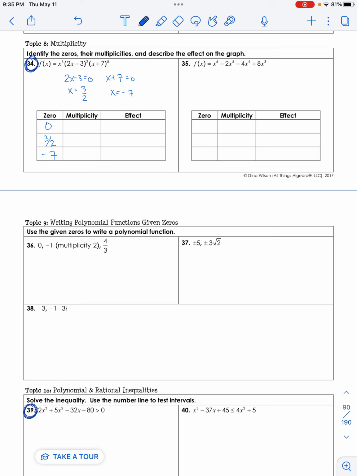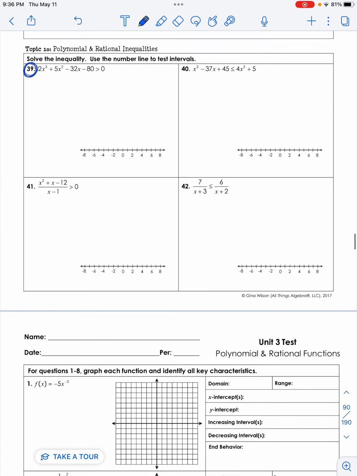X cubed has multiplicity of 3 here, and the effect is that that crosses the x-axis. At 3/2, it has multiplicity 2, which means that it's just going to touch and turn around. It's going to be tangent to the x-axis at 3/2. And then at -7, it has multiplicity 5, and so it crosses the x-axis, where x equals -7. So the polynomial ends up having a total of 10 roots, 1, 2, 3, 4, 5, 6, 7, 8, 9, 10. And that's that.